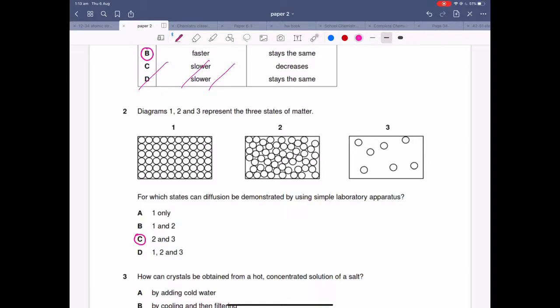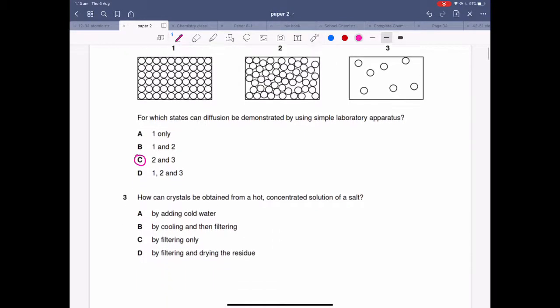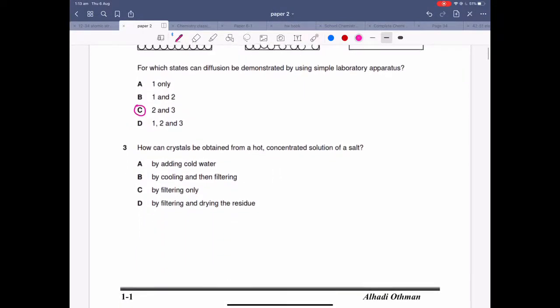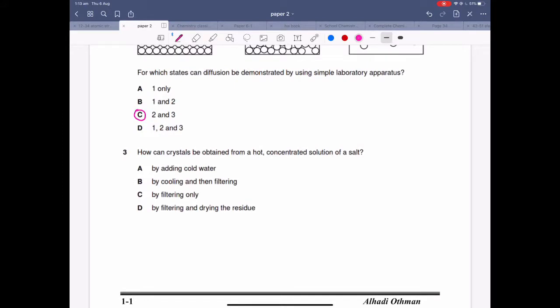Number 3. How can crystals be obtained from a hot concentrated solution of a salt? So remember crystallization, 2 main steps. Heat the solution until crystallization point or saturation point. Cool, allowing the crystals to form. So here, they've already got a hot concentrated solution of the salt. So all you have to do now is cool. Okay, now cooling by itself is not an option. Okay, so the closest one is cooling and then filtering.